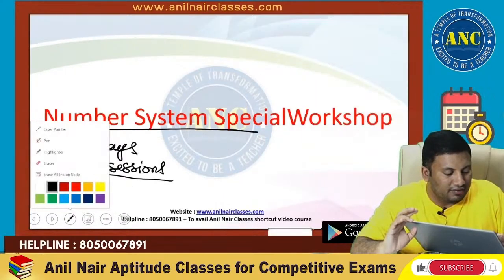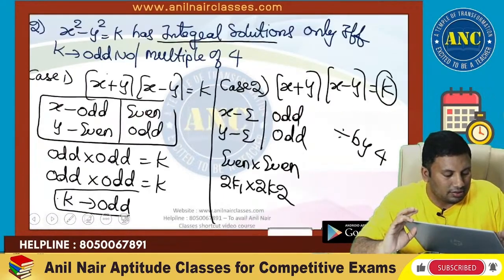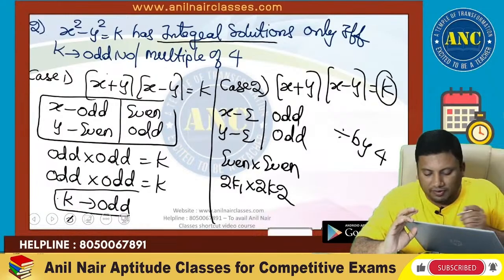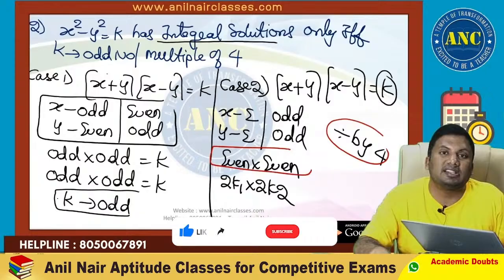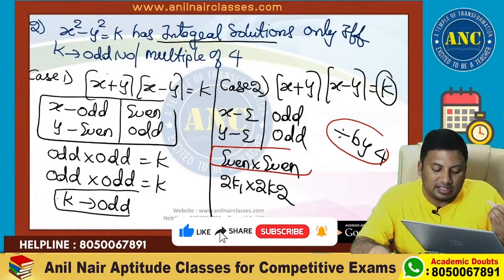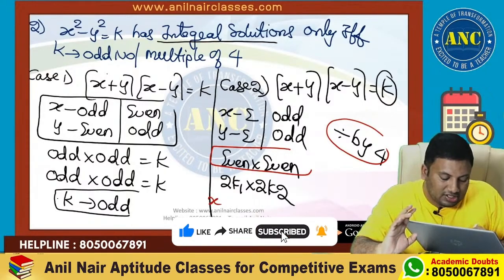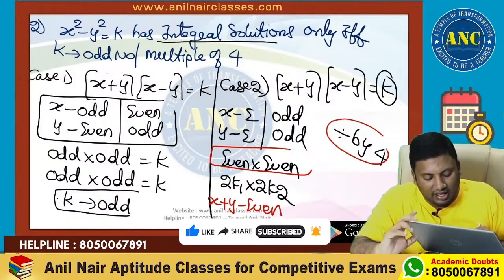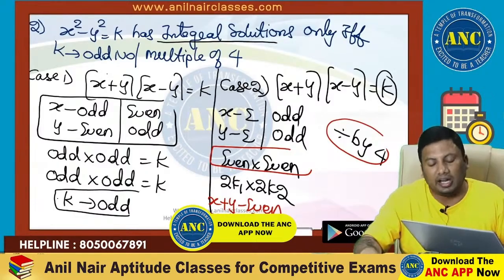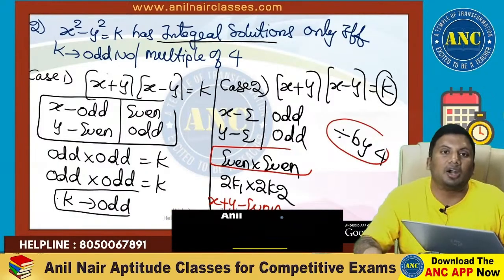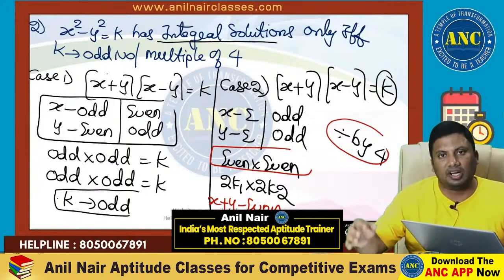Right hand side will be divisible by 4 only when x is even, y is even. X is even, y is even, so x plus y will be even, and x minus y will be even. I hope it is clear. Or x is odd, y is odd. Odd plus odd is even, odd minus odd is even.